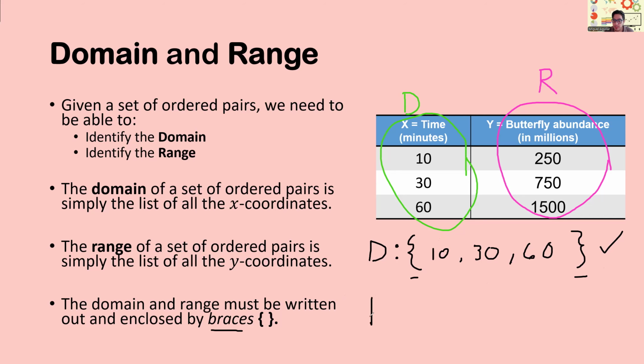Then the range is going to be similar. We're going to put R colon, as if you were writing it down on paper. Then we're going to put these braces here, and then we're just going to list the y values: 250, 750, and 1500. And that's our range. Sorry, that looks like a 6, 0. There we go. Any questions or comments there?